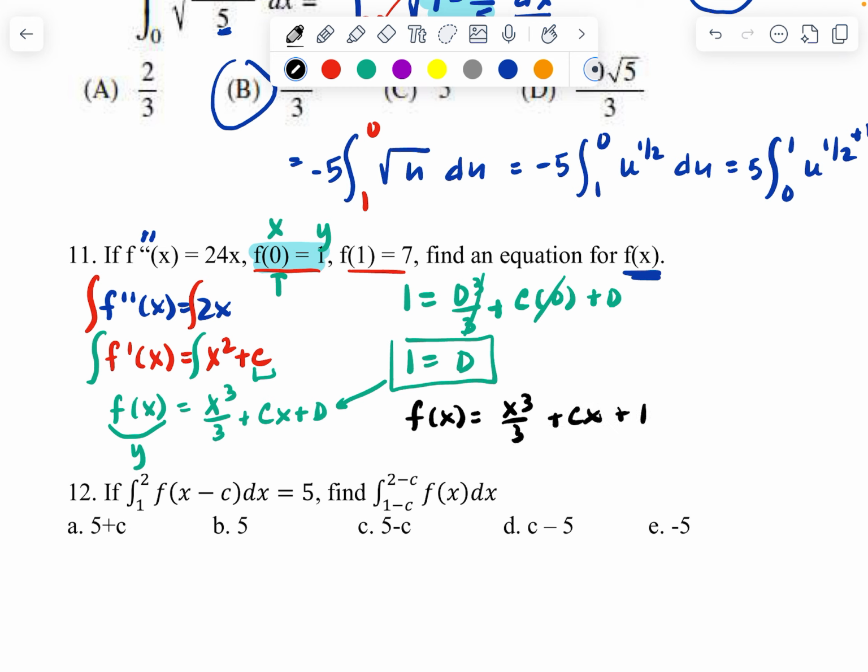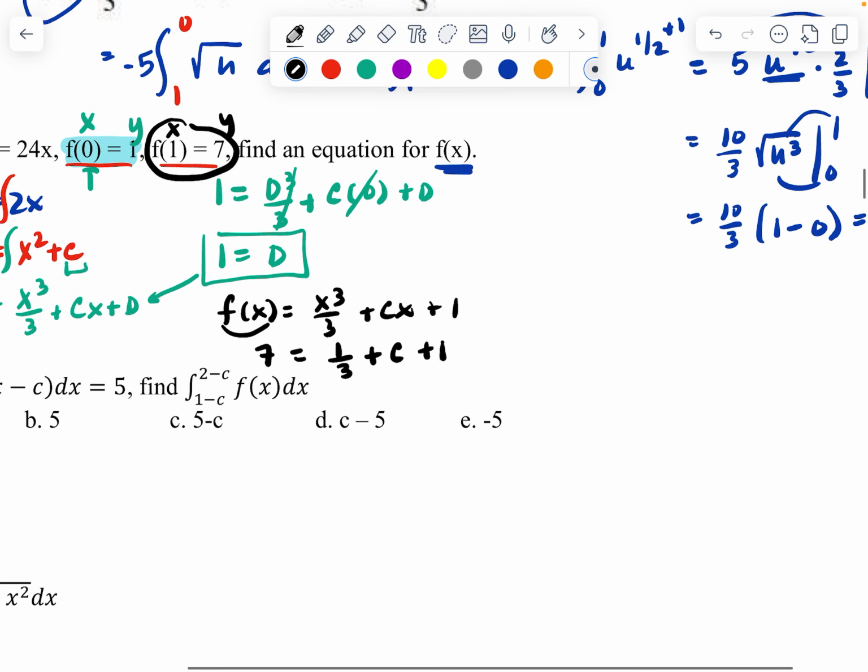Now I still have to find the c. So now I'm going to use this one right here. The x equals 1, the y equals 7. So remember, this is just another way of saying y. So it's 7 equals, replacing the x with 1, I'm going to get 1/3 plus c times 1 is c plus 1. And then solving for this, I have 7 equals 1 plus 1/3, that's 1 over 3 plus 3 over 3, which is 4 over 3 plus c.